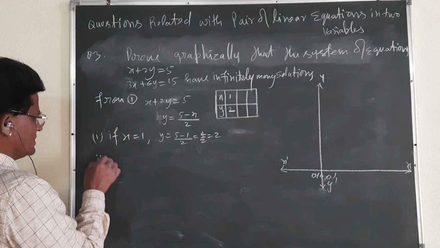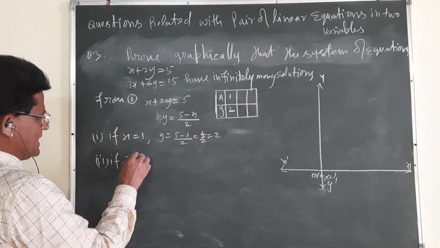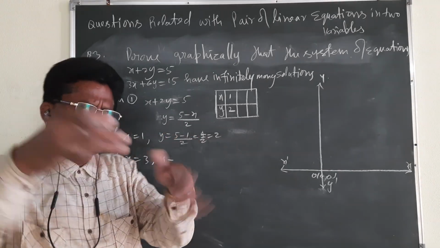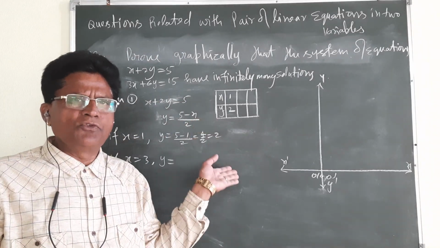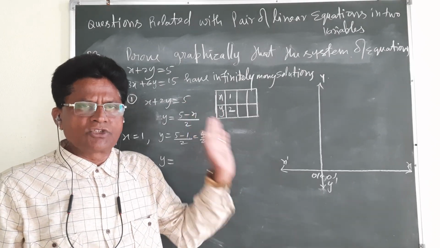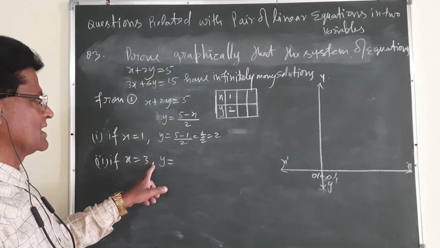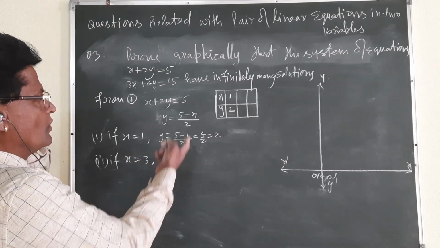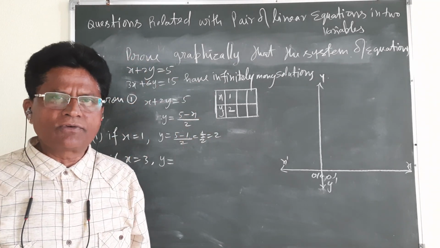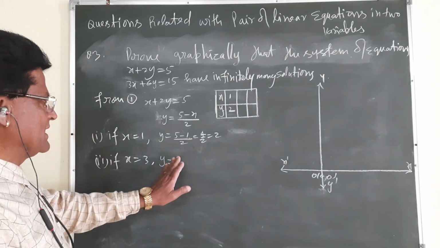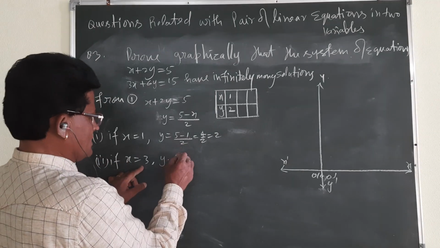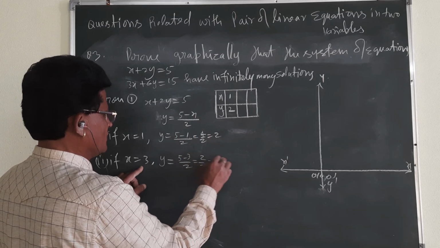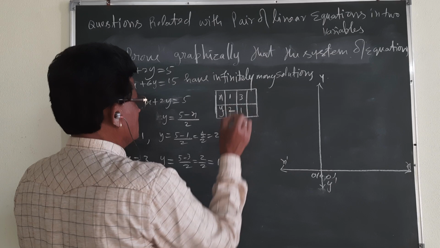In the second case, see carefully, if x is equal to 3, I am taking 3. You can take any value, that depends upon you. Whatever value you want to take, you can take. There is no restriction that you will have to take 1 or 3. In place of 1, you can take 2, 3, 4, 5, whatever it may be. But you must find out the value of y. If you take 3 in place of x, 5 minus 3 by 2 is equal to 2 by 2, that is 1.